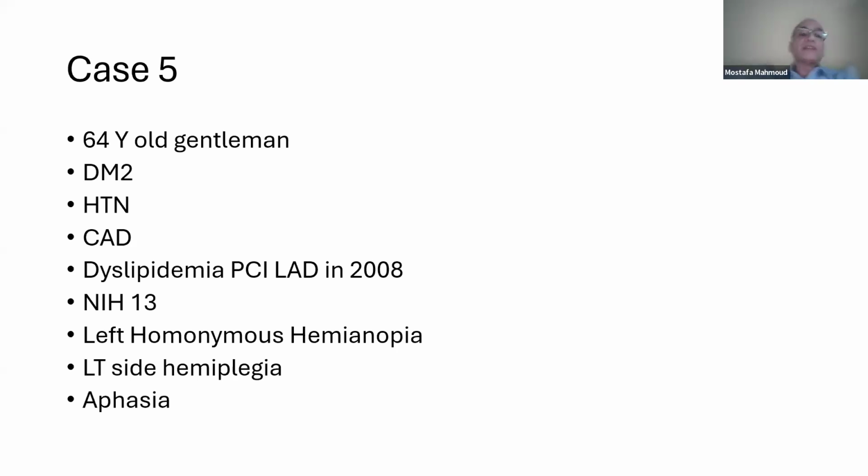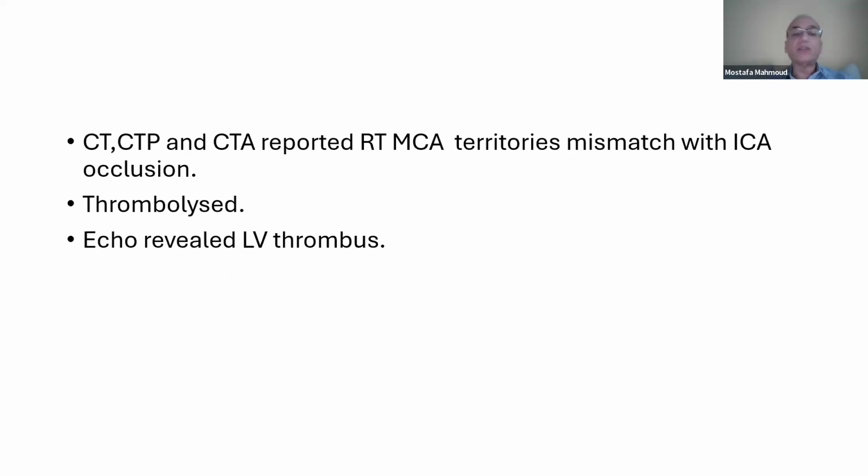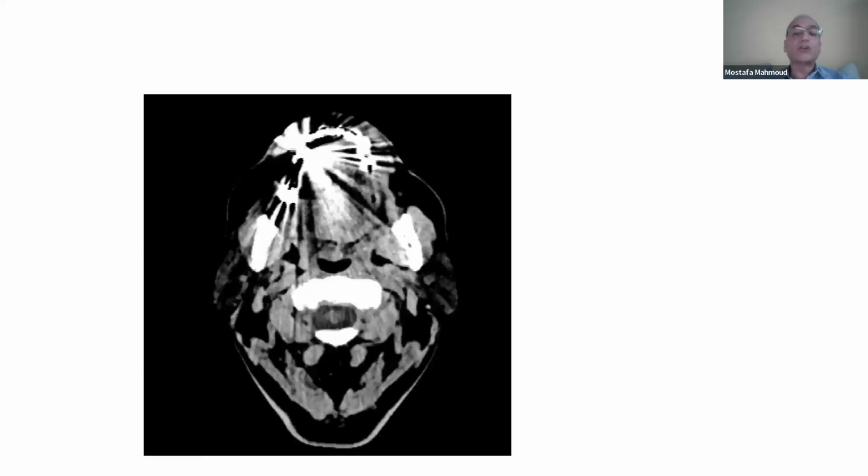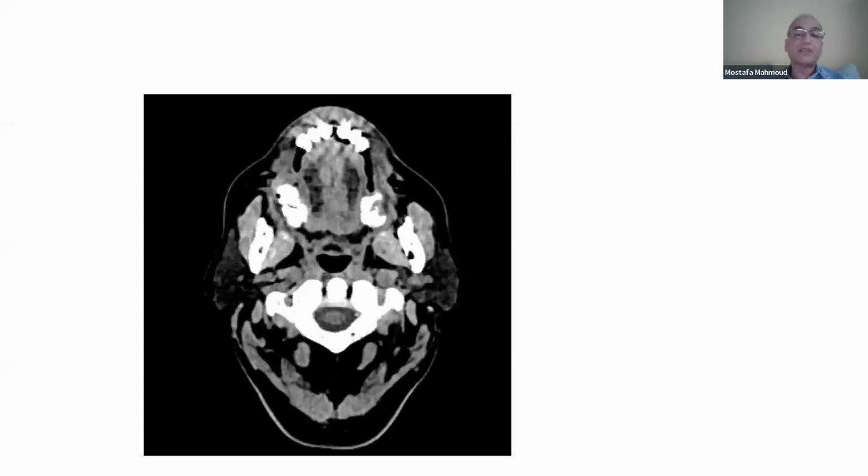Another case, a 64-year-old gentleman, diabetic, hypertensive, with coronary artery disease, dyslipidemic, NIHSS 13, left homonymous hemianopia, left side weakness, and aphasia. CT, CTA, and CTP reported a right MCA territory mismatch with ICA occlusion. Thrombolized. Look at this. Here is the non-contrast CT, plain CT.